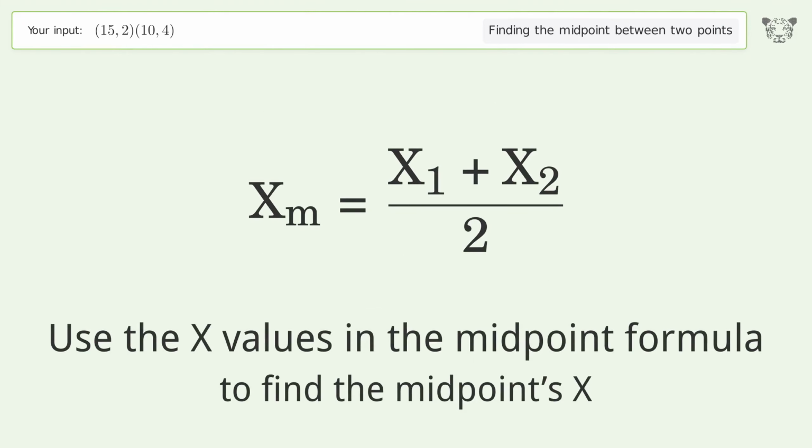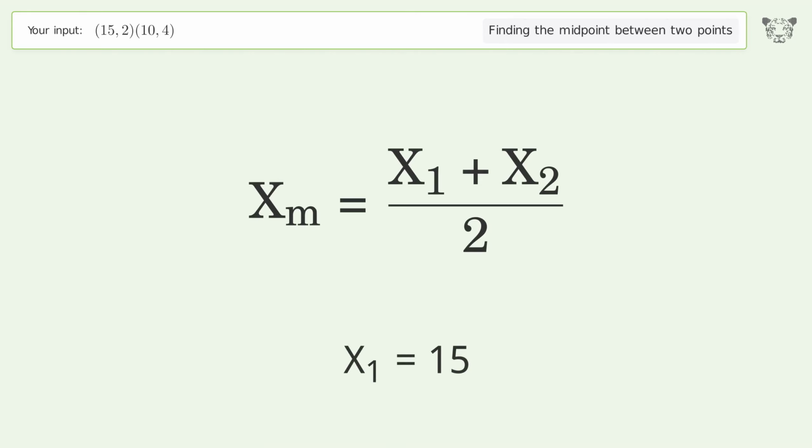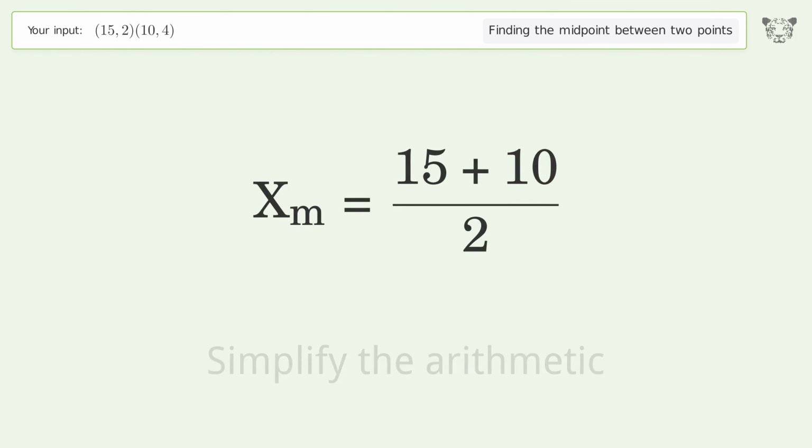Use the x values in the midpoint formula to find the midpoint's x. x1 equals 15. x2 equals 10. Simplify the arithmetic.